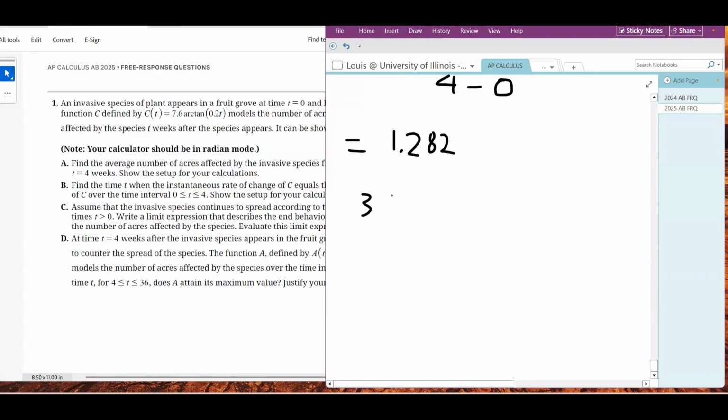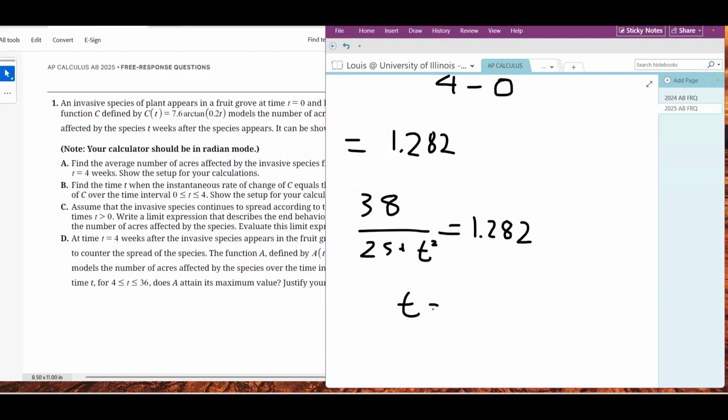And we want to find where 38 over 25 plus t squared is equal to 1.282. I plugged this into my calculator and I got t is equal to around 2.154 weeks.